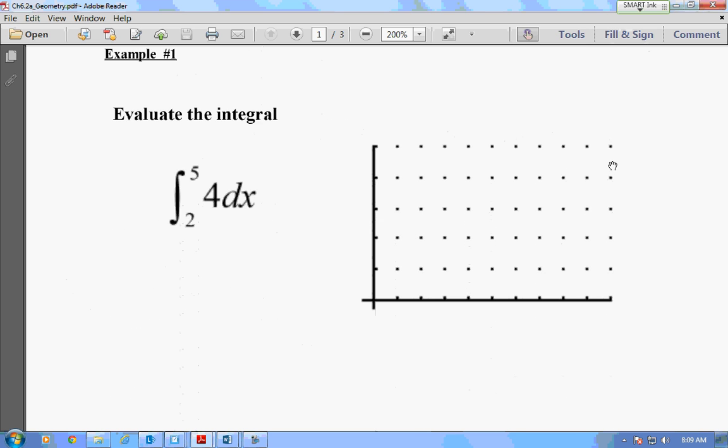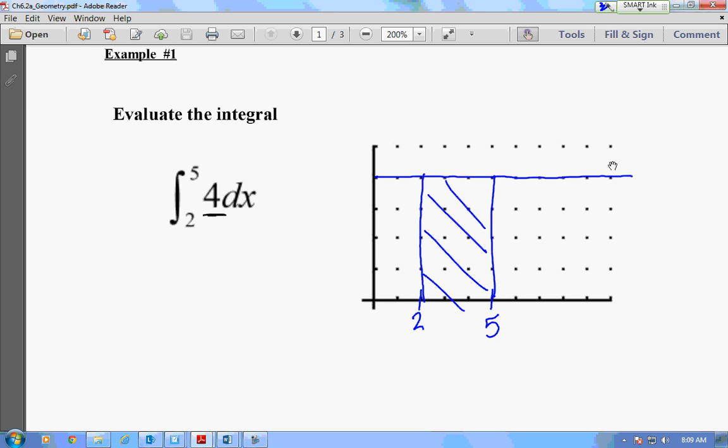Example 1, we're going to evaluate the integral of the function 4 from 2 to 5. What does the function 4 look like? Straight line. Got 1, 2, 3, 4. But we're going to only evaluate it from 2, 3, 4 to 5. So we're looking in this section, the area there. So this is f of x, this is lowercase, equals 4.